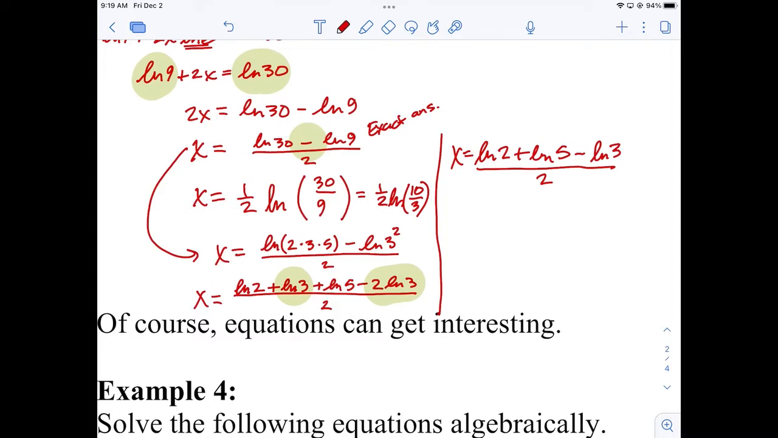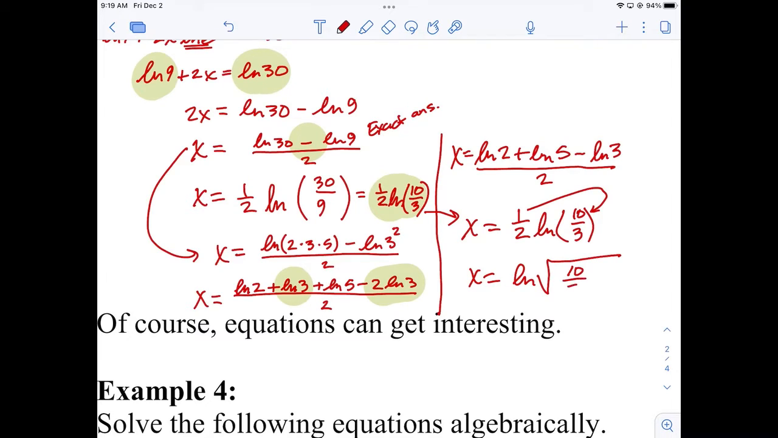So lots of different versions of the same answer, right? My favorite is this one. I like 1/2 natural log of 10 thirds. But let's look at that real quick. One last thing. What if I didn't want the 1/2 out front? Could I bring it back up? I could. And if I raise it to the 1/2 power, that's the same as doing the what with it? Square root of it.